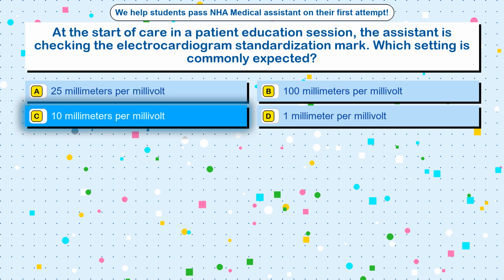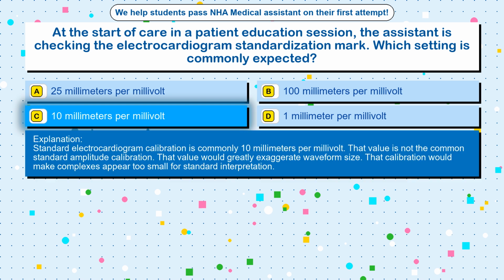The correct answer is option C, 10 mm per millivolt. Standard electrocardiogram calibration is commonly 10 mm per millivolt. That value is not the common standard amplitude calibration. That value would greatly exaggerate waveform size. That calibration would make complexes appear too small for standard interpretation.